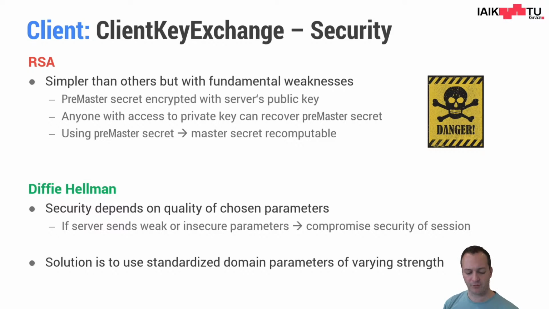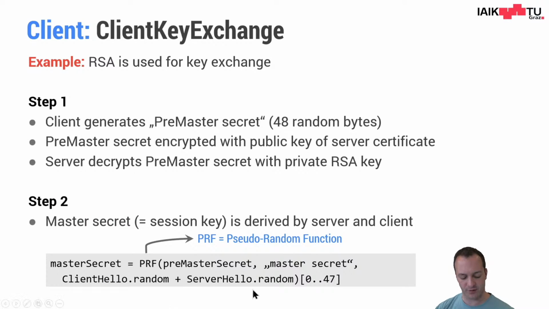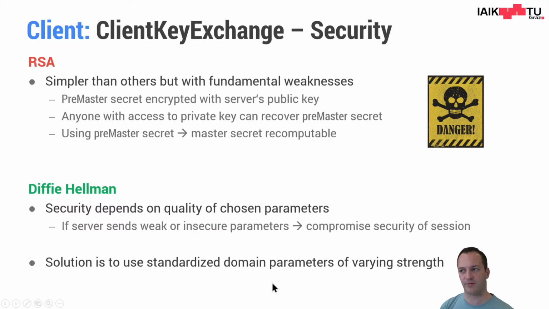Why? Because the client hello and the server hello are not encrypted, so they have the random numbers here to derive the master secret, and as soon as someone has this RSA key, you can just go back the whole way. You can decrypt the pre-master secret, use the two randoms here, and you will get back to the master secret. And with the master secret, or session key, you can actually decrypt data.